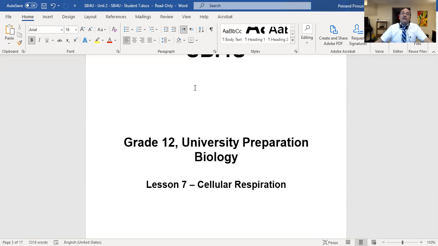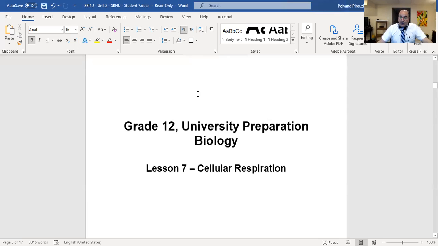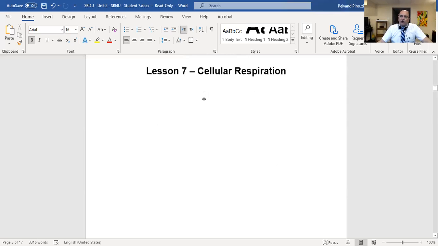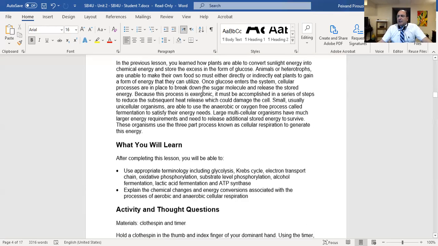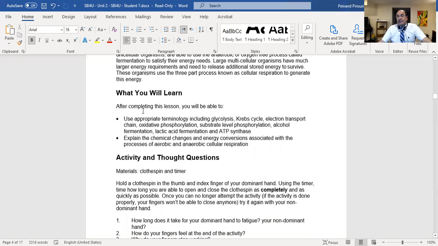Now let me go over the content, the extract of the book chapter. The chapter, of course, is cellular respiration. What you are going to learn is to use the appropriate terminology, including glycolysis, Krebs cycle, electron transport chain, oxidative phosphorylation, substrate level phosphorylation, alcohol fermentation, lactic acid fermentation, and ATP synthase.